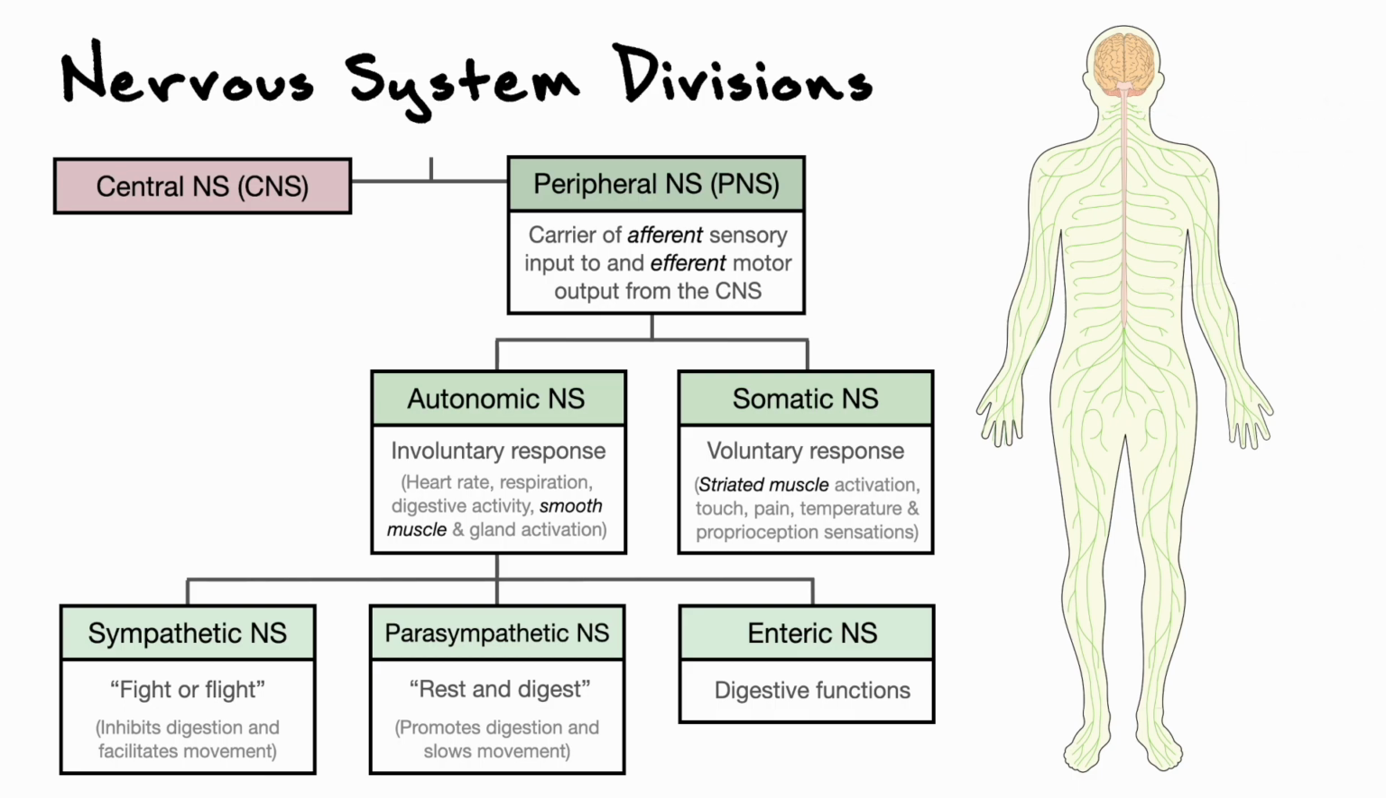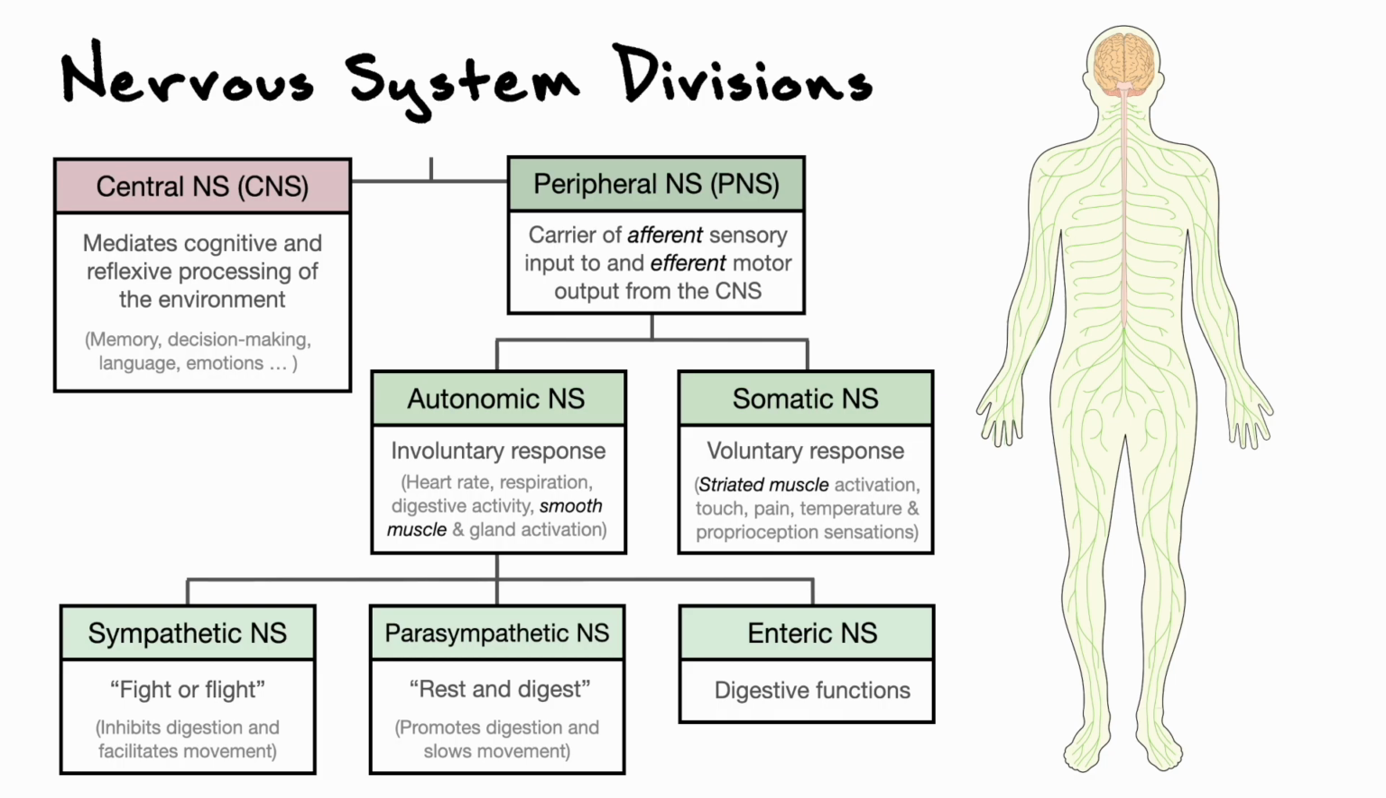What remains to be added to our picture of the nervous system is the role of the central nervous system, which, in contrast to the other branches, has more of a vague description due to the extent of its functions, and also because of our lack of knowledge about how it operates. In a few words, I would describe the central nervous system as the system that mediates cognitive and reflexive processing of the environment. In other words, the central nervous system mediates cognitive functions such as our memories, our emotions, our capacity to understand languages, our decision-making, and many others that allow us to understand and interact with our environments.